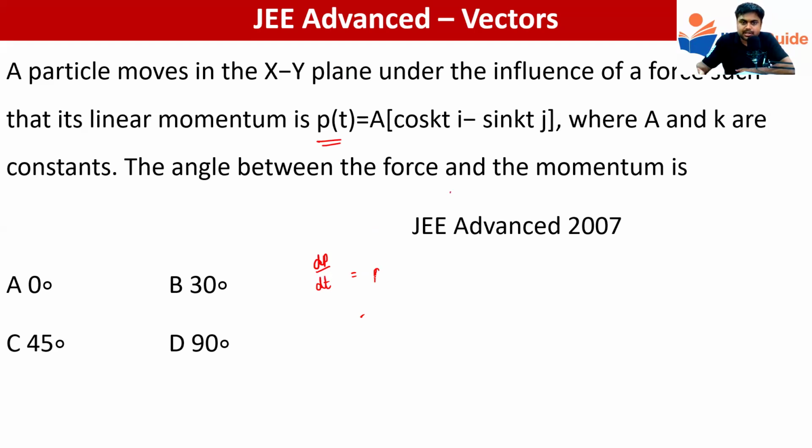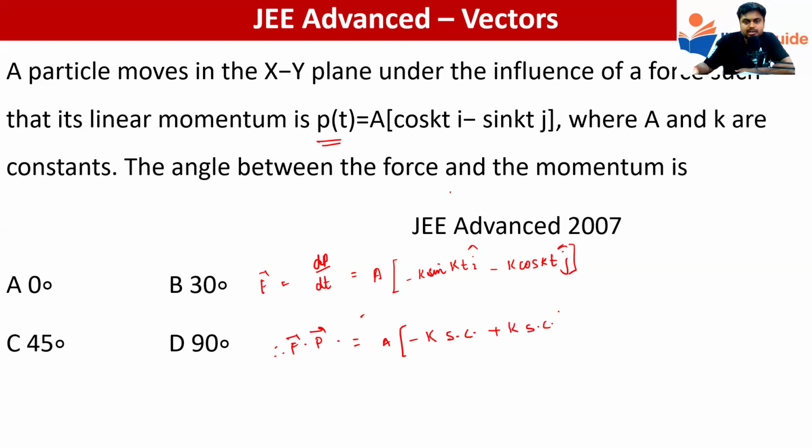So dp by dt is minus k sin kt i cap minus k cos kt j cap. So this is force. Therefore F dot P is going to be equal to a minus k sin kt cos kt plus k sin kt cos kt, which is 0. So therefore the answer is going to be D. Good.